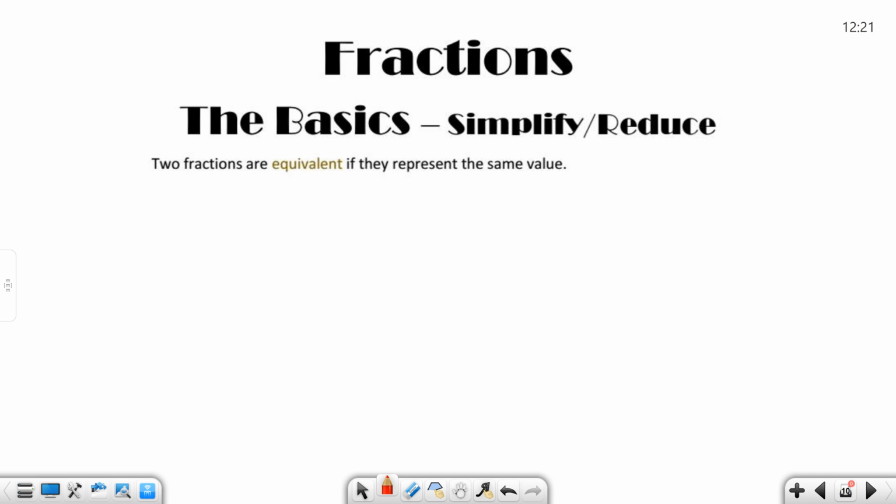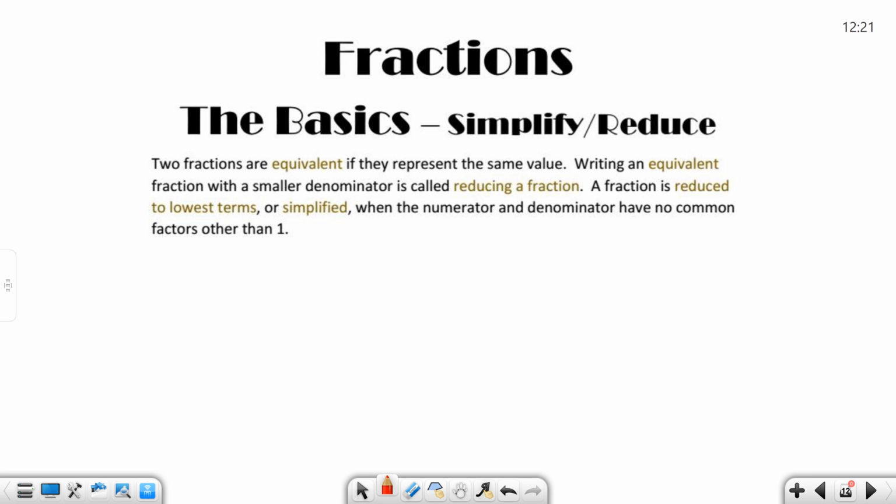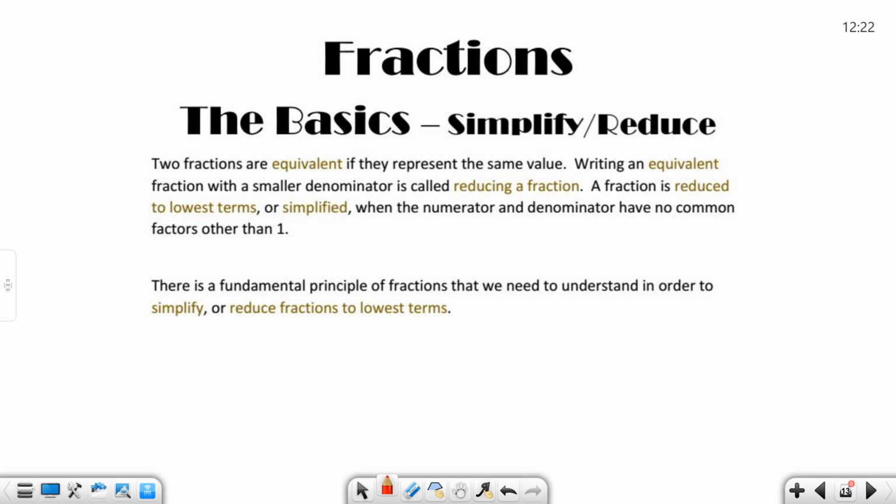Two fractions are equivalent if they represent the same value. Writing an equivalent fraction with a smaller denominator is called reducing a fraction. A fraction is reduced to lowest terms, or we call it simplified, when the numerator and denominator have no common factors other than 1. Like 2 and 4 have 2 in common, that's other than 1. So 2/4 wouldn't be lowest terms, because they have something else in common. But if you had 2/3, then the only thing 2 and 3 have in common is 1, so you would be in lowest terms there, or simplified.